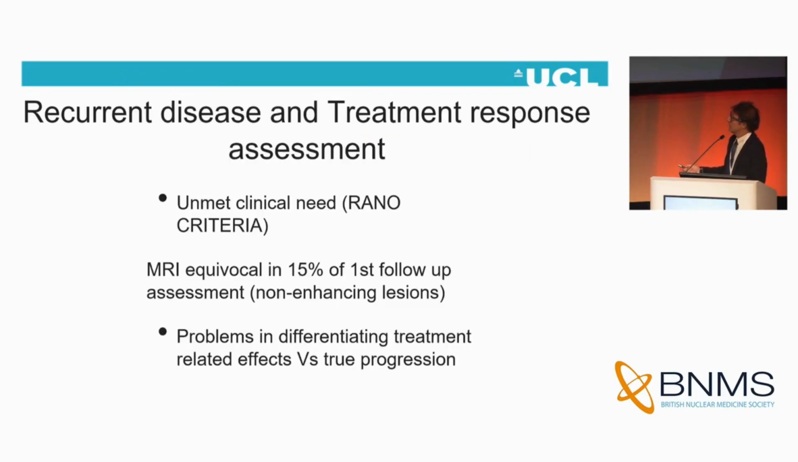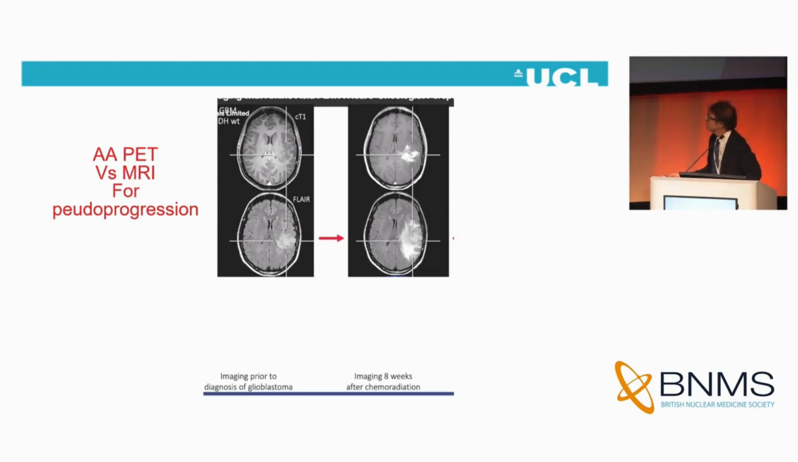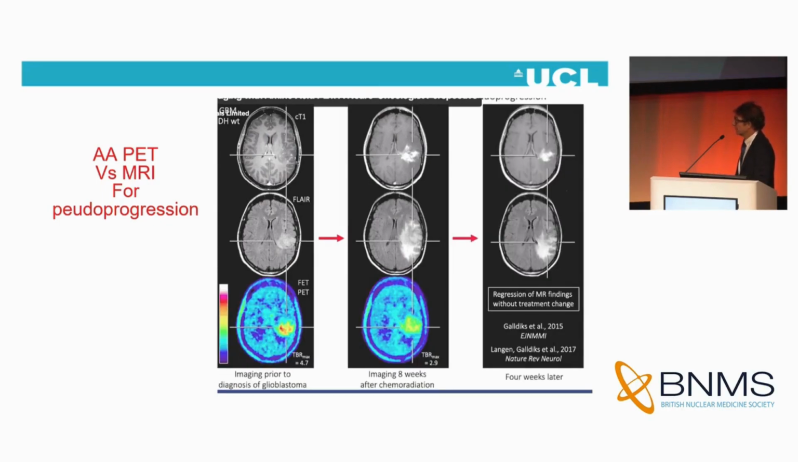An important role is definitely in recurrent disease. This is indeed an unmet clinical need, largely evaluated by the neuro-oncology groups. MRI can be equivocal in 15% of first follow-up. So I show you this example, simple one clinical practice, patient before treatment, imaging 8 weeks after chemotherapy. What would you do? You have to wait another 6-8 weeks with the clinical question, or you can do a PET. 4 weeks later, there is a regression of this area of abnormal enhancement, but with PET, this was already clear at the beginning.